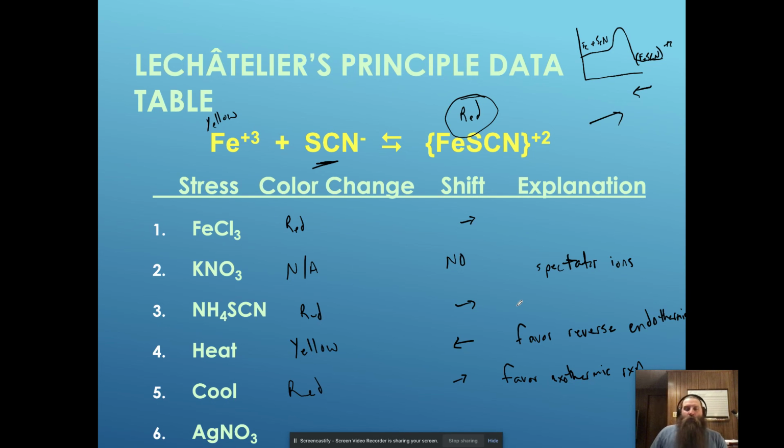Let's say I added some silver nitrate. Well, this would actually give us something completely different. This is kind of a challenge question. What would happen if we added silver nitrate in there? Well, we know silver nitrate is soluble because all nitrates are soluble. So we would expect the SCN to be replaced by that nitrate, and so we would shift over to the yellow side. Now this would be a challenge one, so don't worry. We're actually just going to leave that out.